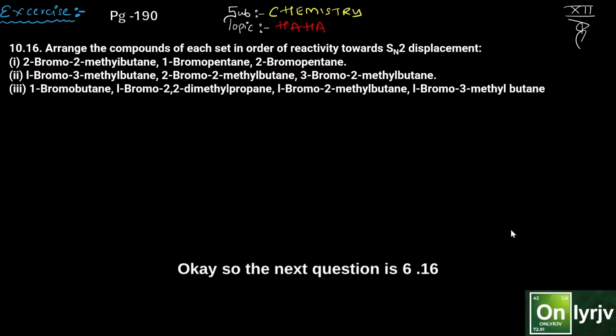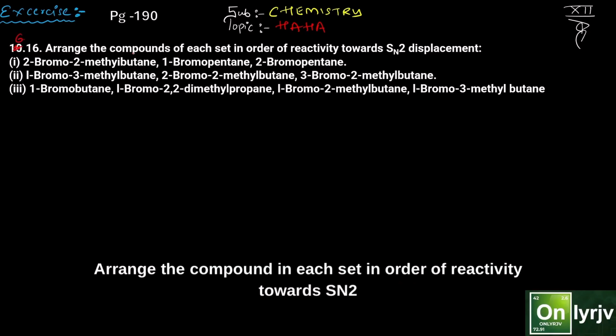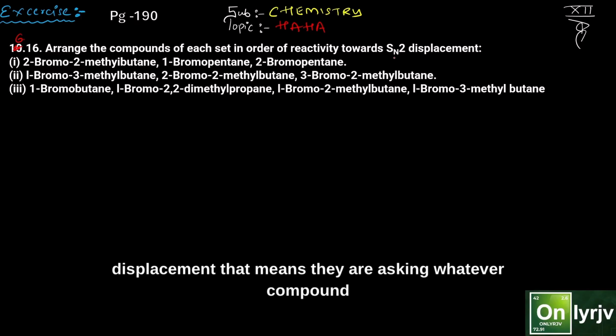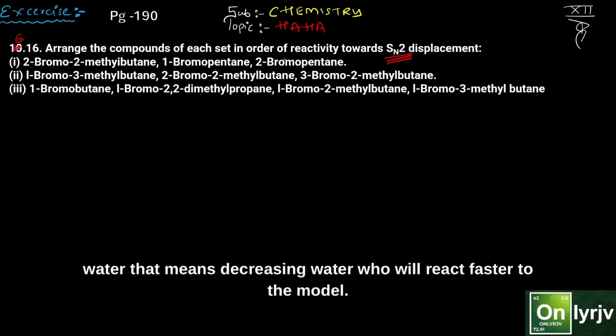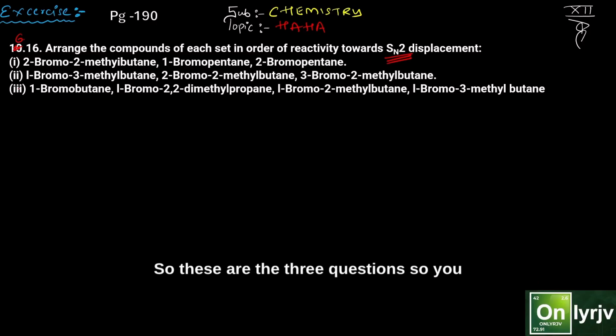Okay, so the next question is 6.16. Actually, it is 6, it is not 10. Arrange the compound in each set in order of reactivity towards SN2 displacement. That means they are asking whatever compounds they have given, you are supposed to arrange them in decreasing order. Who will react faster to the slower? So these are the three questions.